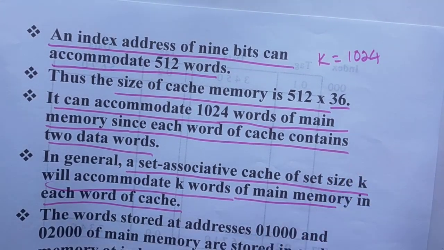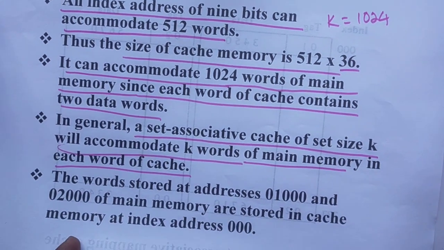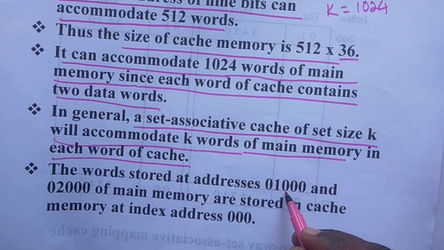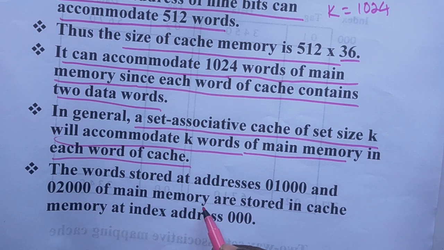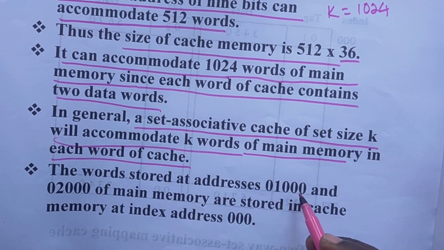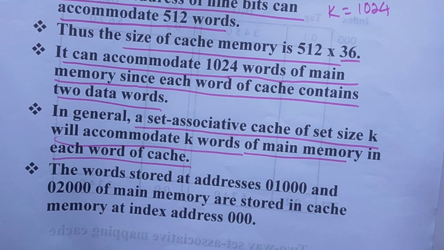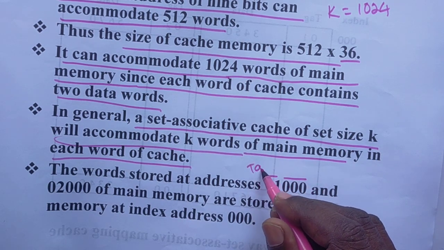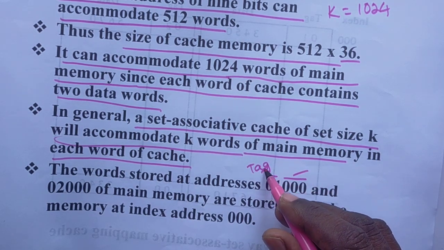So maybe 30k, 40k, something different, that is with k words we will use. And the words stored at address, suppose 01000 and 02000 in main memory, are stored in cache memory at index address 00. So the tag part is 01 or 02, but the index part is 00 in cache memory. When main memory is defined this way, cache memory is defined only with the index part. So there are two parts here: one is the tag part, and the other is the index part.